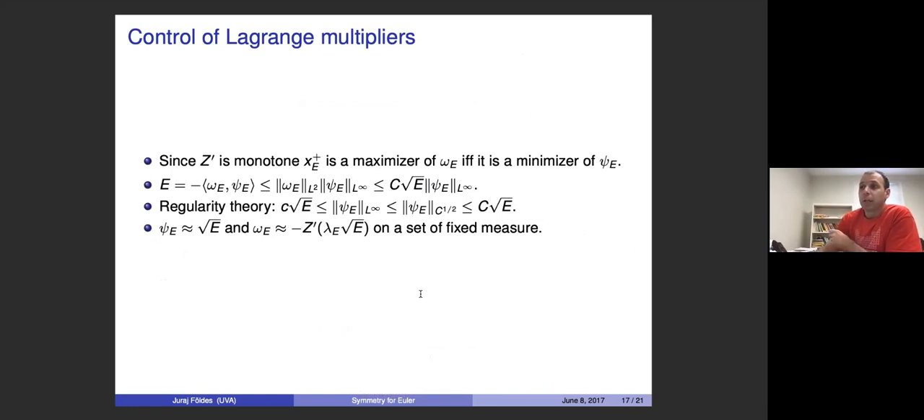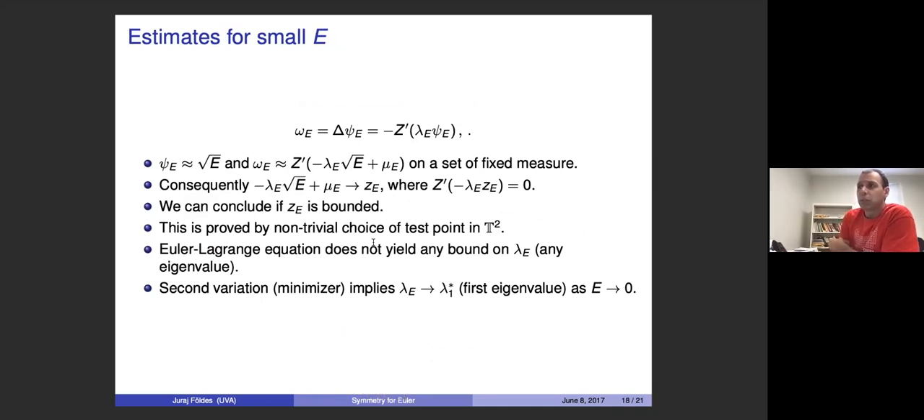All right, so at that moment, we can control not only the L2 norm of the vorticity, but we can also calculate the L2 norm of the stream function. And by some regularity assumptions, by the regularity theory, we can control also L infinity and even C 1/2 of the vorticity and proceed from there. So I don't have that much more time. You need to do much more estimates to control all the Lagrange multipliers. In particular, the Lagrange multiplier connected with the energy is tricky because there is no good bound for that one, because any eigenvalue of the Laplacian is a Lagrange multiplier. So we need to use the second variation to prove that it's really the minimizer to somehow control the energy.